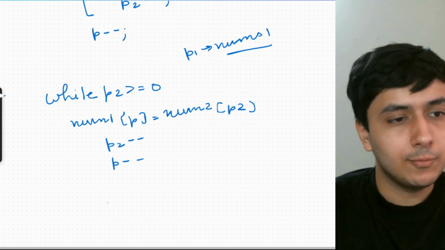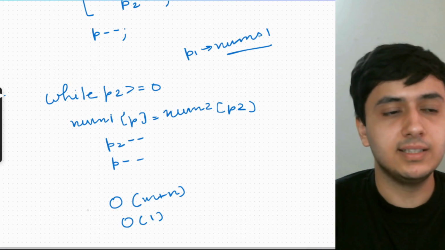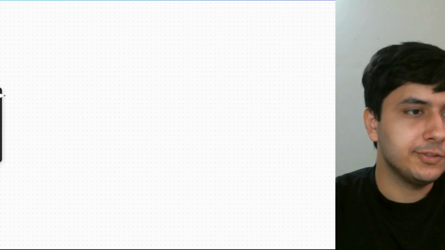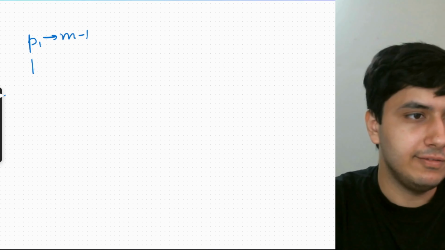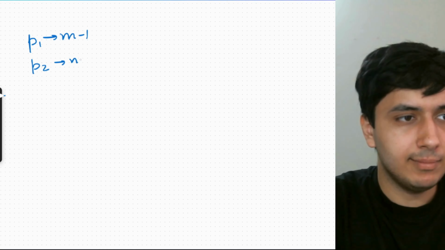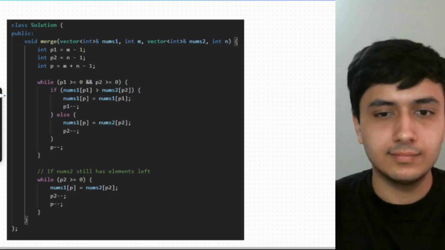This will lead to the time complexity O of m plus n and a space complexity of O of 1, and this will be our optimized solution. I'll show you guys the pseudocode now. So we'll declare one variable p1 at m minus 1, we'll declare p2 at n minus 1, and we'll declare p at the end, which is, now our code will be very similar to our pseudocode.